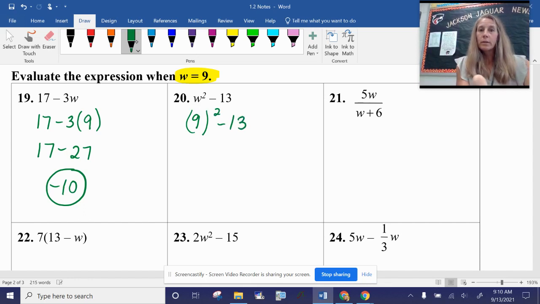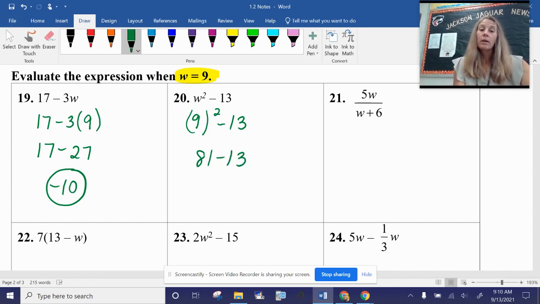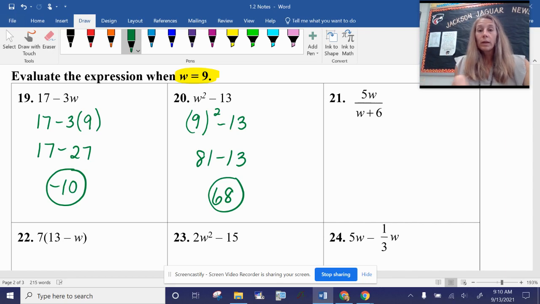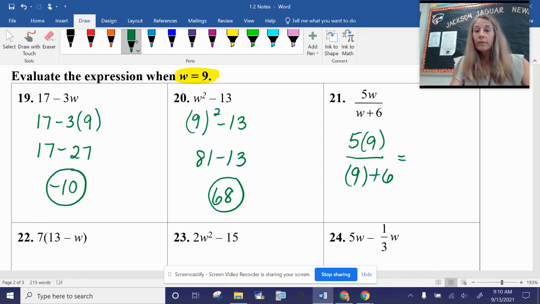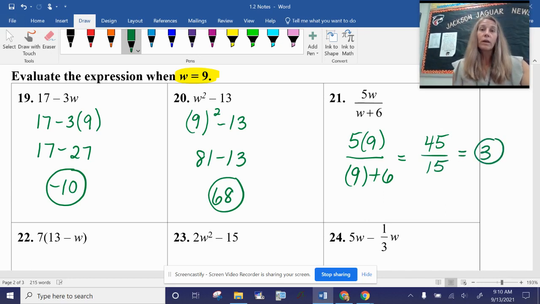For number 20, I'm substituting in my 9 for W. Notice I put it in those parentheses. 9 to the second power, or 9 times 9, is 81. And now I'm subtracting 81 minus 13, which I believe is 68. Now, number 21 is another one like we had in the example. I'm going to substitute my 9 for the W on the top. I'm also going to substitute it for the 9 on the denominator, simplifying the numerator all on its own. 5 times 9 is 45. On the bottom, I have a 15, and then that simplifies to a 3.